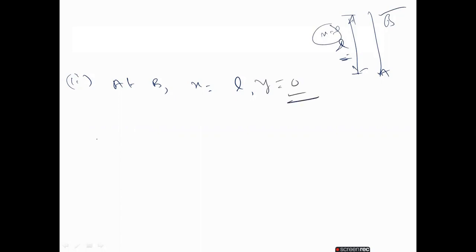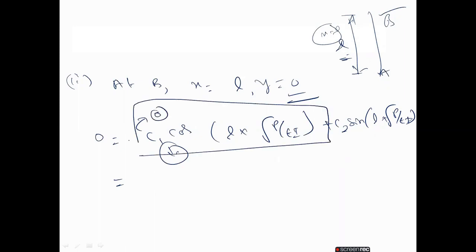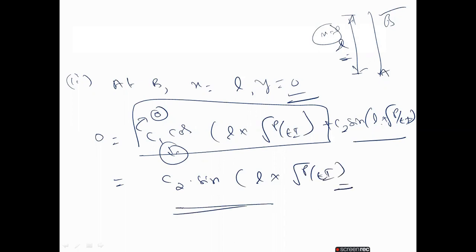Now substitute in the above equation, we will get C1 cos L into square root of P by EI plus C2 into sin L into root P by EI equal to 0. Here the value of C1, we already got, is 0. That's why the entire first term will be 0. The remaining part is only C2 sin L into root P by EI.